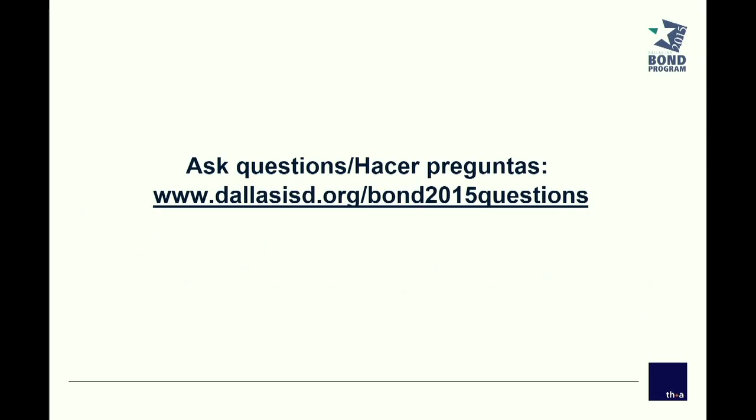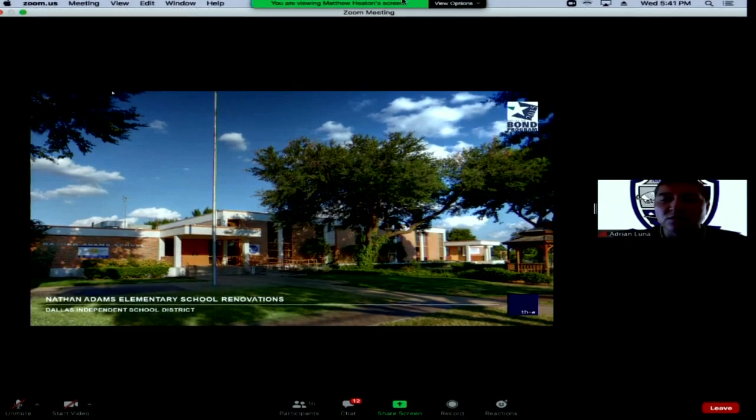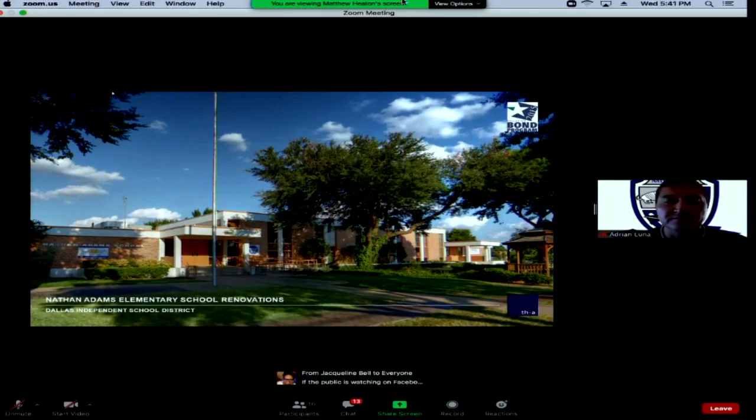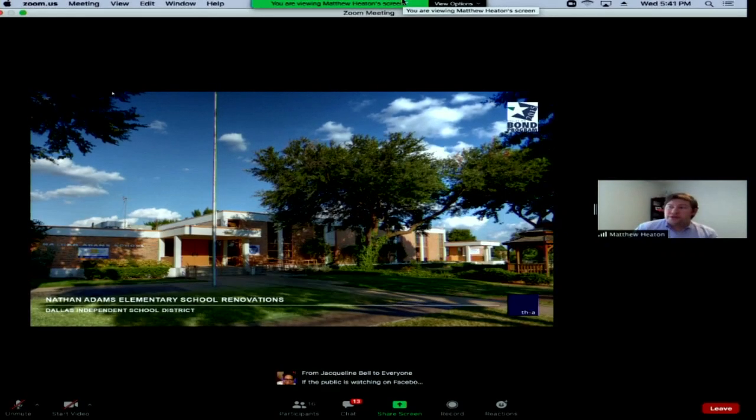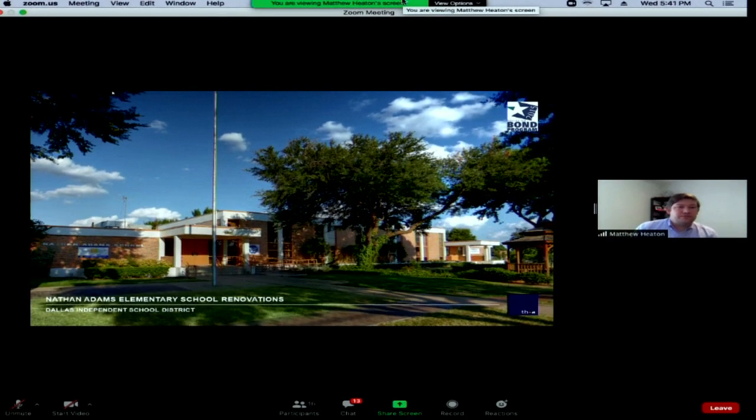So we have one question. Will heating AC units in the old wing be replaced or repaired? There are particles blowing out of the units. Yes, the unit ventilators that are in the older portion of the school are included in this project. Most all of the unit ventilators are going to be replaced as part of the project.